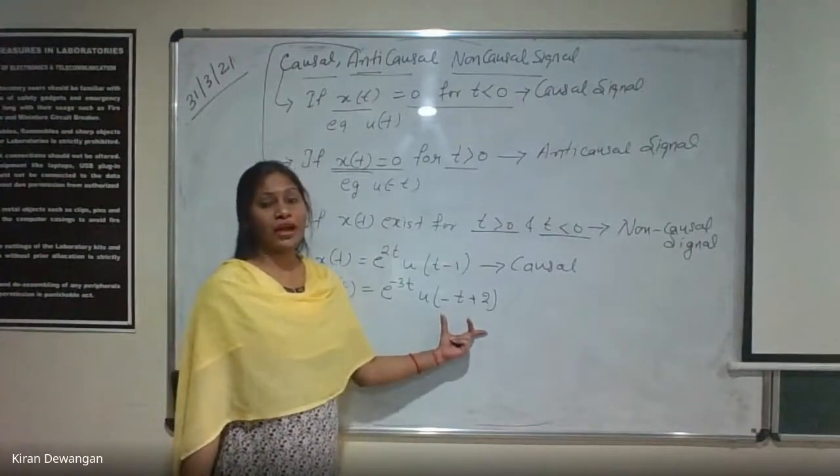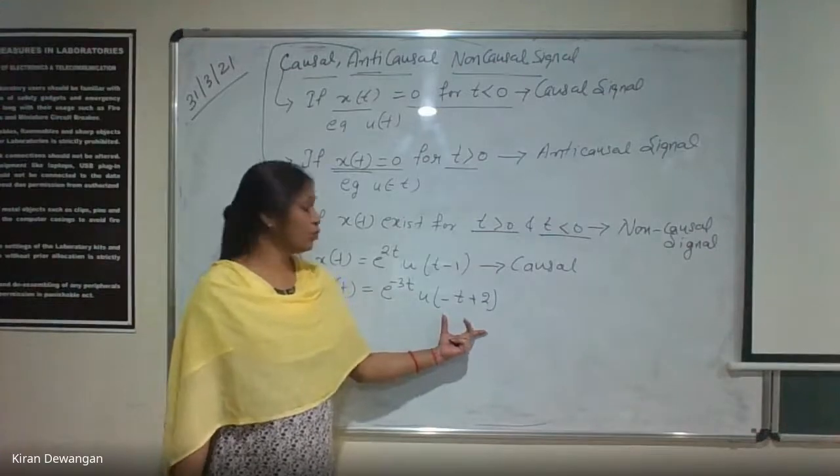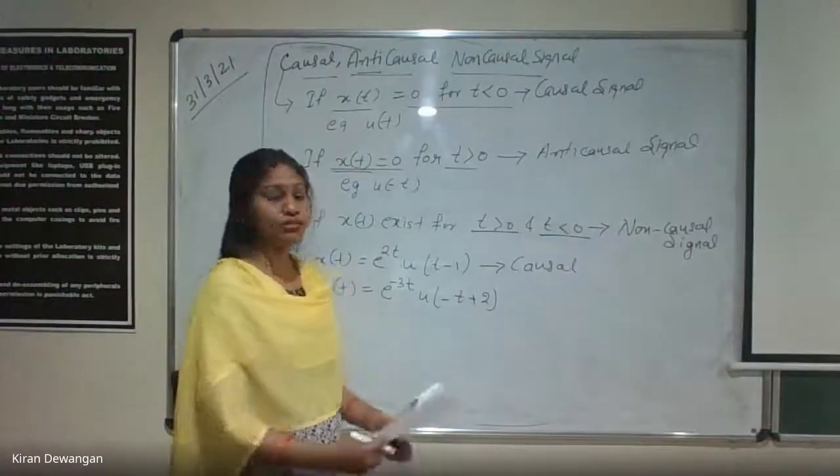Plot u of minus t plus 2 first. Keep pen and paper with you. Plot u of minus t plus 2. Where will it be plotted from?